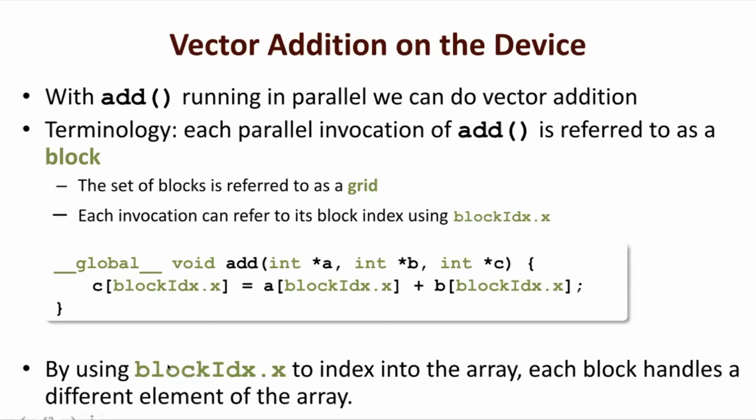So by using this blockIdx.x to index into the array, each block can handle a different element of the array. So that's the tricky part. And that's a part that if you figure it out, probably you see how the CUDA program is working. Let's go to the next one. So there will be another keyword, grid. We'll talk about that a bit later.